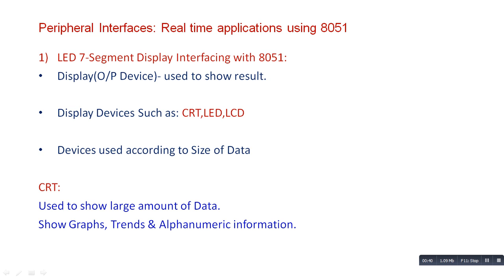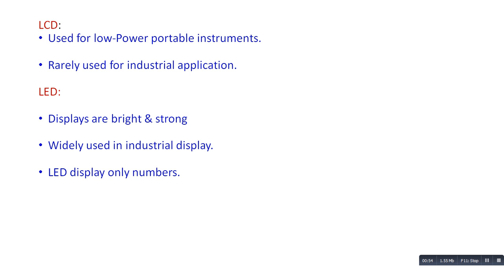Firstly, the cathode ray tube. The cathode ray tube is used to show a large amount of data such as graphs, trends, alphanumeric information. Such information we can show with the help of the CRT. Next output device is LCD, that is liquid crystal display, which is used in low power portable instruments and rarely used in industrial applications for display purposes. And the next device is LED, that is light emitting diode. LED displays are bright and strong and widely used in industrial display, but the LED displays only the numbers.